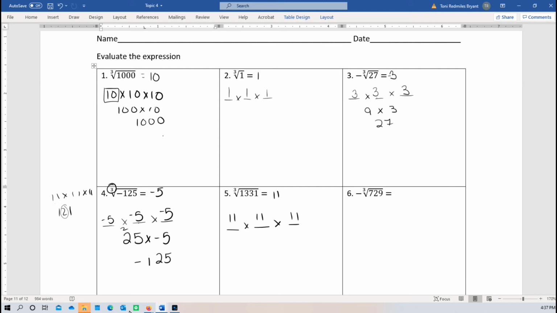All right, the negative is on the outside, so I don't have to worry about it. I know what 729 is. 729 is what I tried last time. I was hoping you would too and see that that's 9 times 9 times 9. Okay, so the answer is 9. Got to apply this negative on the outside to it.